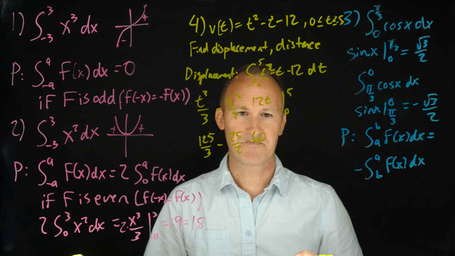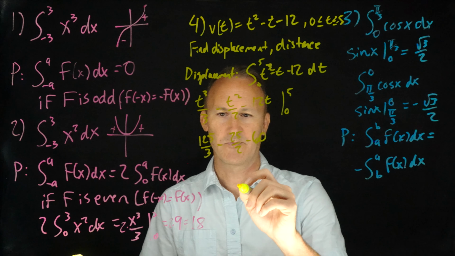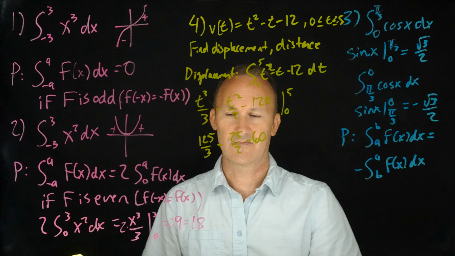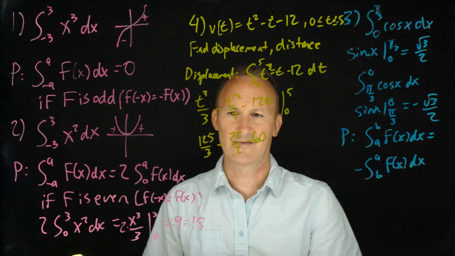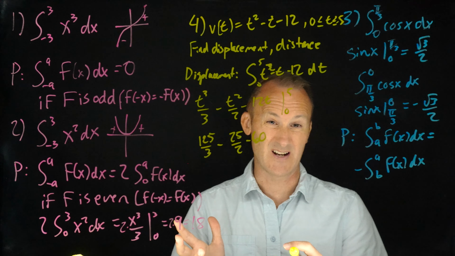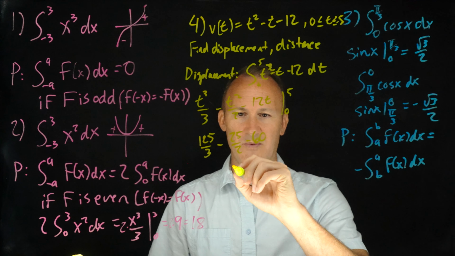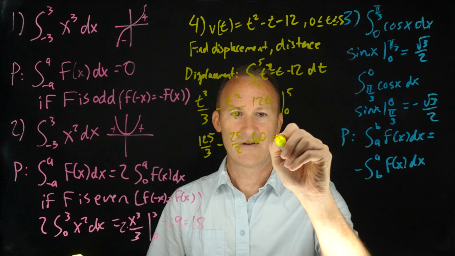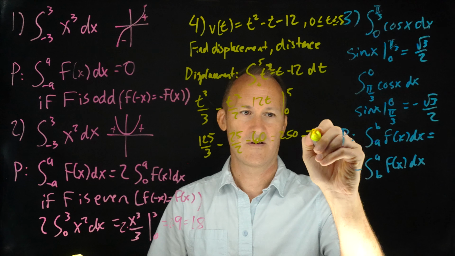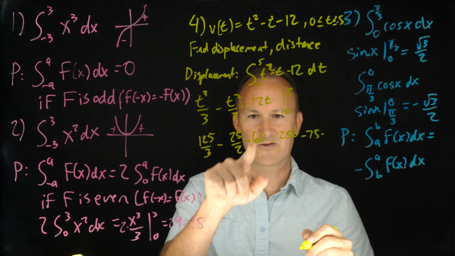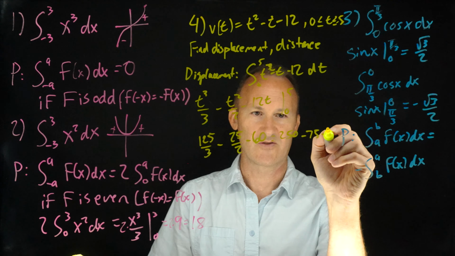Well, it's kind of a pain, but I do want to get the answer. Okay, so let's see what we get here. Let's just do a common denominator. Kind of a pain, but what the heck? Let's do it. If you get a common denominator of 6, then that's going to be 250 minus 75 minus, well, 6 times 60 is 360.